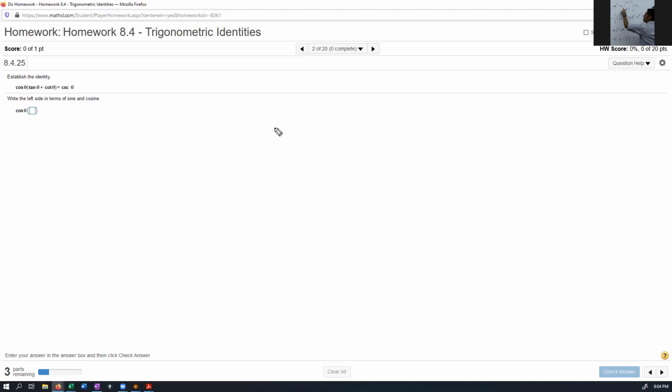I want to show that cosine theta times tangent theta plus cotangent theta equals cosecant theta. All right, so I'm going to start on the left-hand side. I'm going to rewrite tangent as sine over cosine. I'm going to rewrite cotangent as cosine over sine.